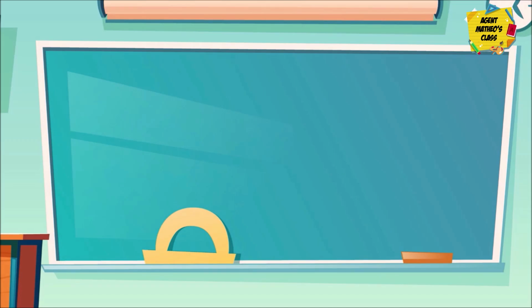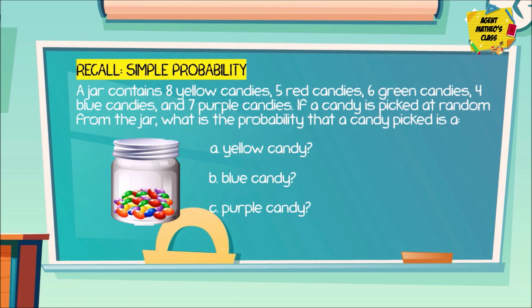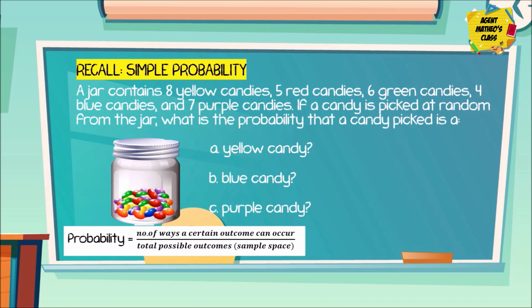And here is our problem. A jar contains 8 yellow candies, 5 red candies, 6 green candies, 4 blue candies, and 7 purple candies. If a candy is picked at random from the jar, what is the probability that the candy picked is a yellow candy, blue candy, or purple candy? To get the probability of simple events, we have to use this formula of simple probability.